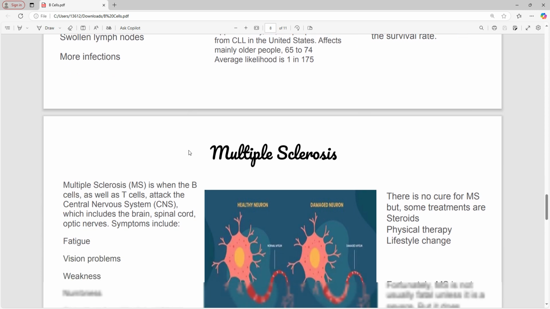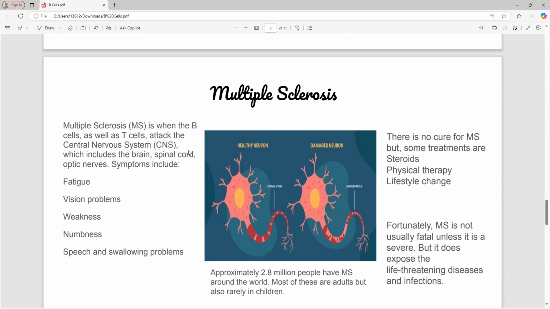So next, we're going to move on to multiple sclerosis. Multiple sclerosis, or MS, is when the B cells, as well as the T cells, attack the central nervous system, the CNS. This includes the brain, spinal cord, and optic nerves. In case you don't know what the optic nerve is, that's where your eyes are.